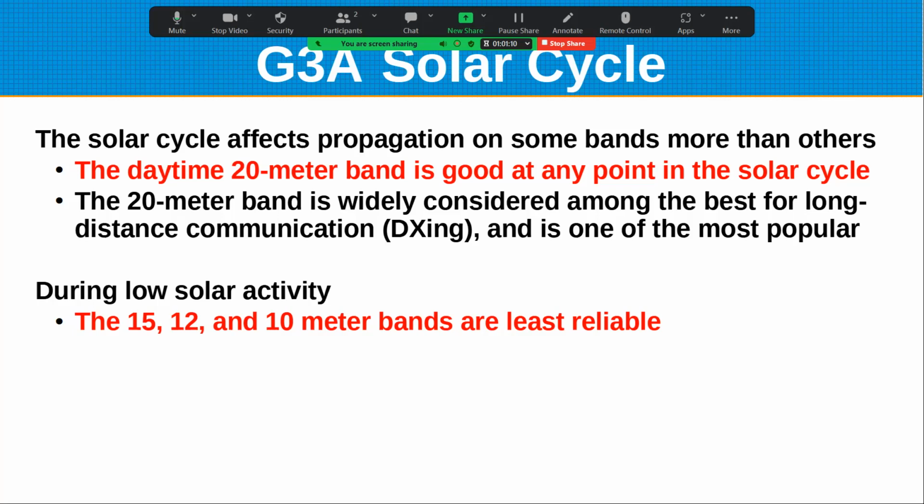And during low solar activity, the higher 15, 12, 10 meter bands are least reliable. Supposedly, was it 10 meters, the magic band? Or is it 6? Okay. At times when 6 opens up, you can do anything with nothing. I had a guy at Titusville talking to Brazil on 6, and he was like 10 watts or something like that.